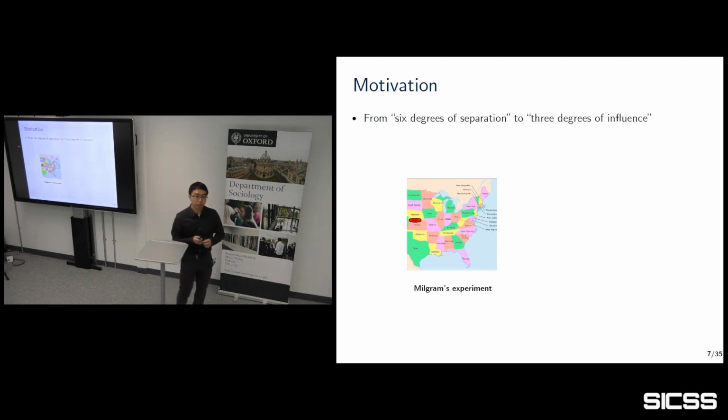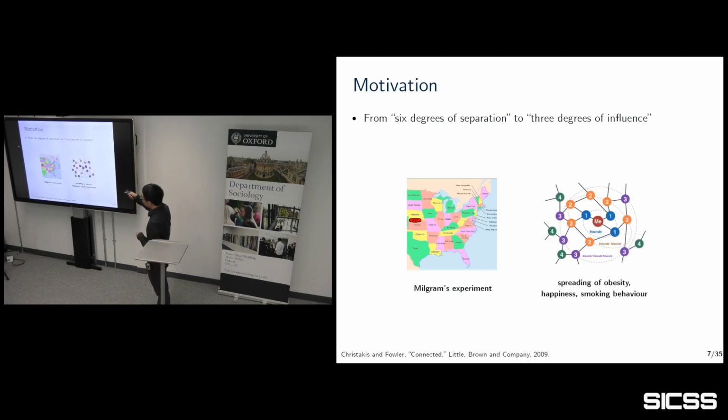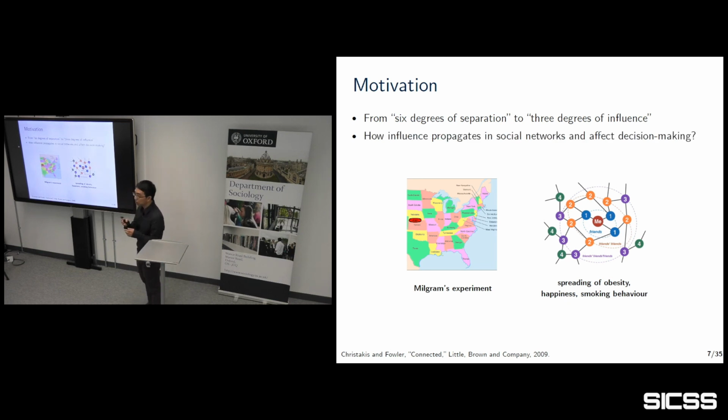But we are not just connected in society in an abstract way. We also influence each other if we are connected. There are several studies by Christakis and Fowler that look at the spreading of behaviors and certain phenomena in the social network, such as obesity, happiness, or smoking behavior. And they find that this kind of behavior can spread to three hops away from you. Three hops away, if you think about it, may be a person that you don't even know in some cases.